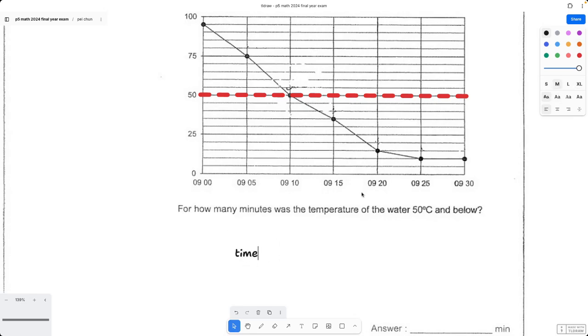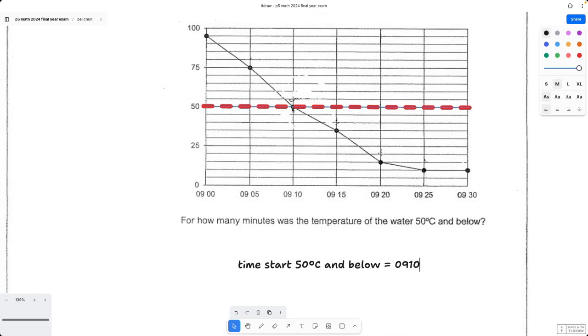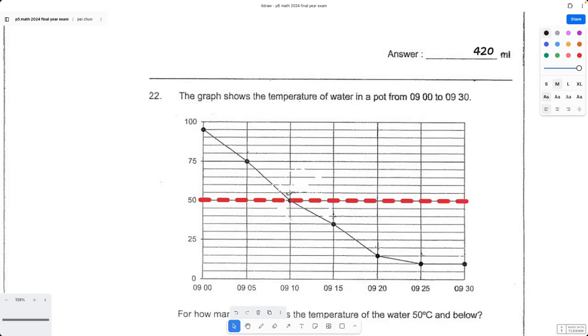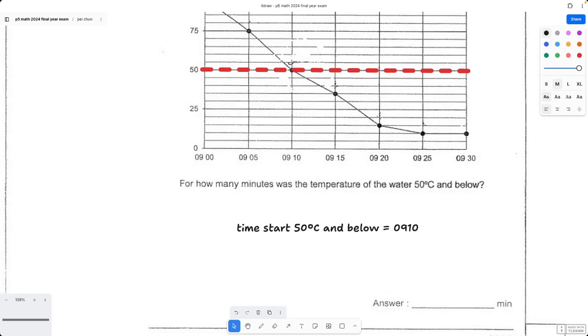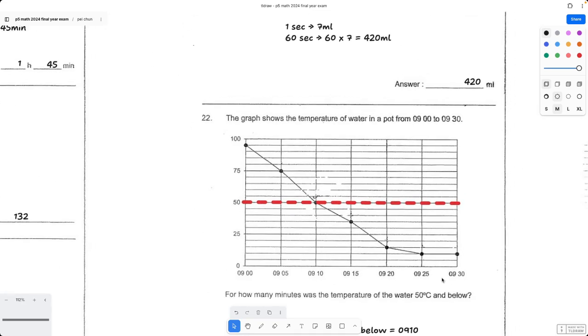Time started 50 degrees Celsius and below is equal to 0910. Okay, and then right like this, 0910 over here. Then 0910 to 0920, sorry, 30 is equal to 20 minutes. So the answer to this is 20 minutes. Okay, not 29, 20 minutes. All right, let's move on to the next question.